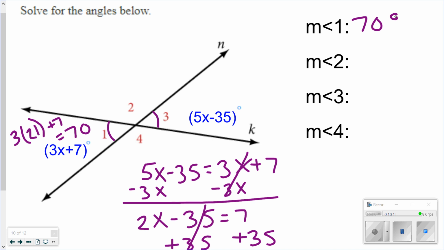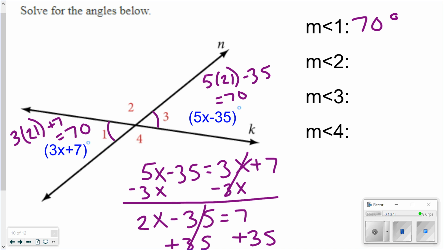Because we know they're vertical, they're congruent, but let's just double check that we did our math correctly. So 5 times 21 minus 35. When I plug that in my calculator, I also get 70. Next, we need to figure out angle 2 and 4.